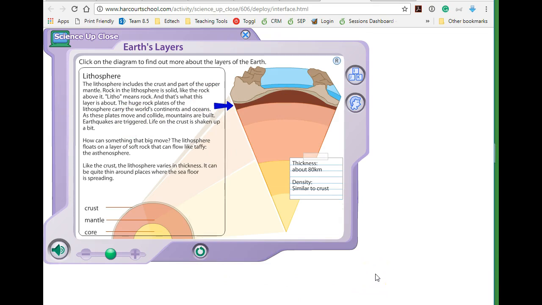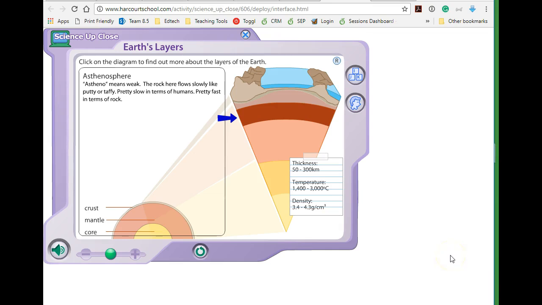Lithosphere. The lithosphere includes the crust and part of the upper mantle. Rock in the lithosphere is solid, like the rock above it. Litho means rock, and that's what this layer is about. The huge rock plates of the lithosphere carry the world's continents and oceans. As these plates move and collide, mountains are built, earthquakes are triggered, life on the crust is shaken up a bit. How can something that big move? The lithosphere floats on a layer of soft rock that can flow like taffy, the asthenosphere. Like the crust, the lithosphere varies in thickness. It can be quite thin around places where the seafloor is spreading.